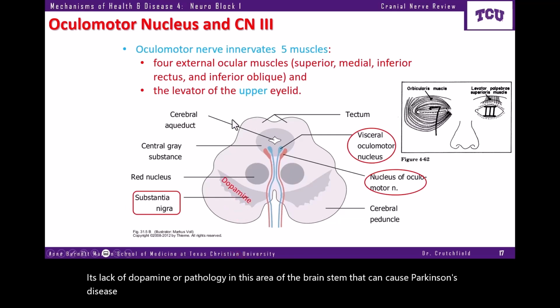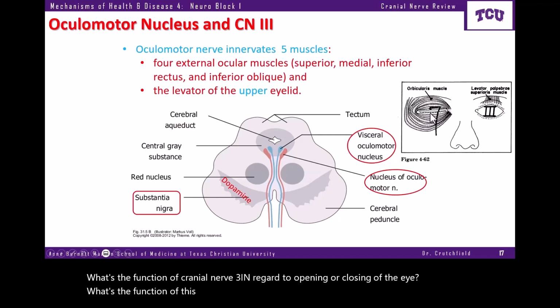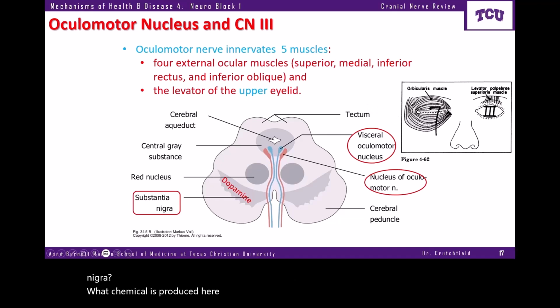Our learning issue from this slide: what eye muscles are innervated by the 3rd cranial nerve? What's the function of cranial nerve 3 in regard to opening or closing of the eye? What's the function of the 7th cranial nerve in keeping the eye closed? What is the substantia nigra? What chemical is produced here? And what is Parkinson's disease?